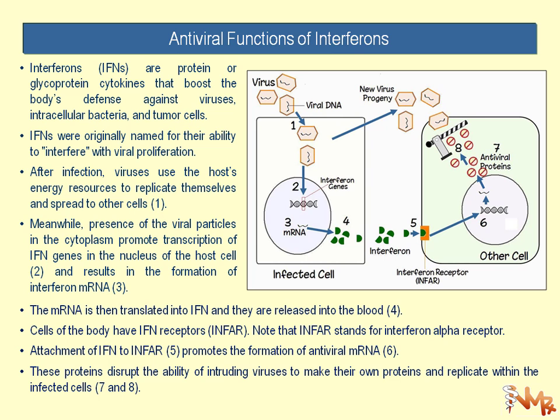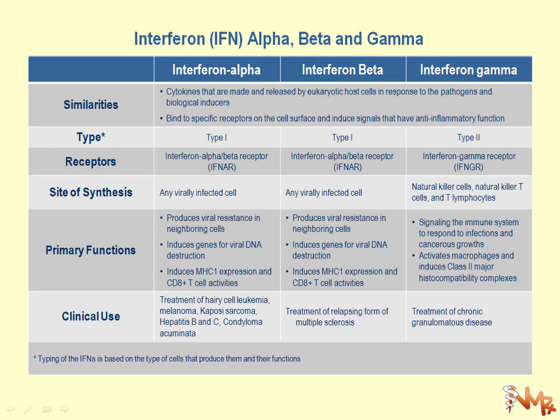And I'm showing a toll in there to show you that we're going to stop the viruses from entering into the neighboring cells. That's events 7 and 8 together. And I'm showing the stop sign, so that you know that the viruses cannot enter into the nearby cells. You have heard of interferon alpha, beta, and gamma. It's a good time right now to compare and contrast these three types of interferons with each other.